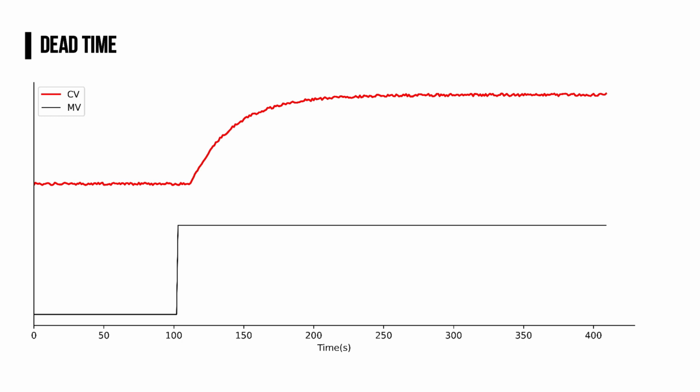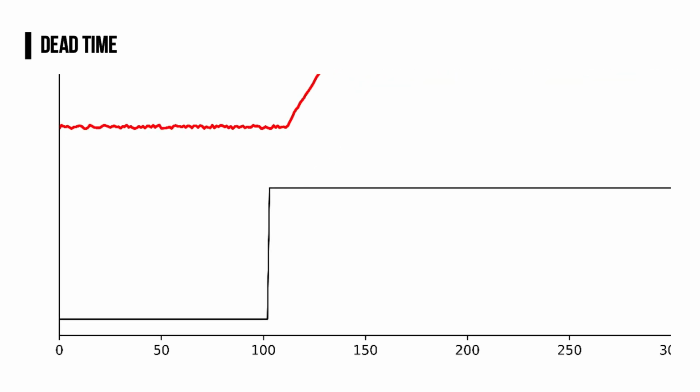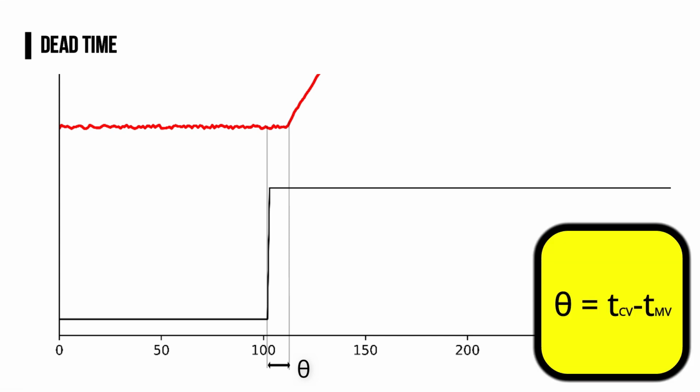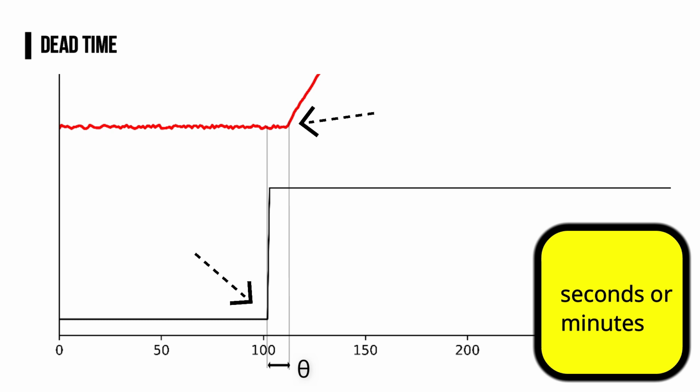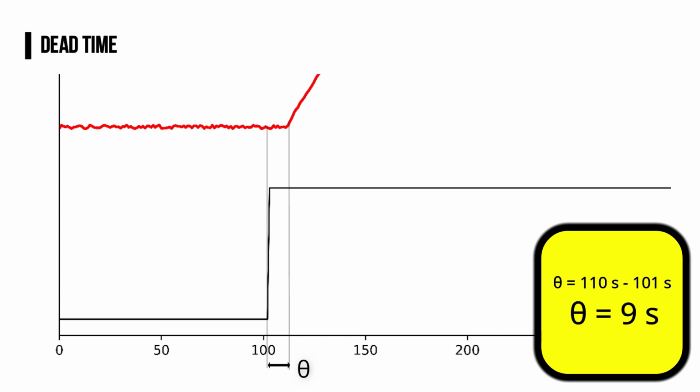Next one is dead time. For this one, let's zoom in on our example. Dead time is the difference between the starting times of the two changes, the change in controlled and the change in manipulated variable. Dead time unit is usually seconds or minutes, and let's say in our example, controlled started at 110 seconds and manipulated started at 101 seconds, leaving us with a dead time of 9 seconds.